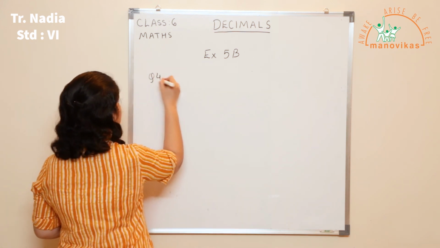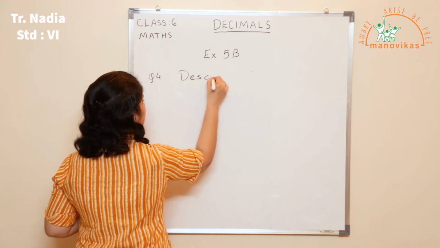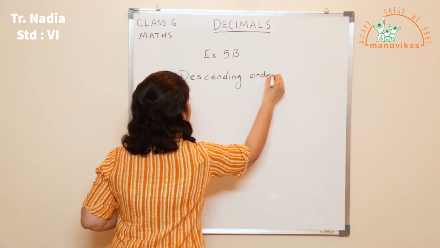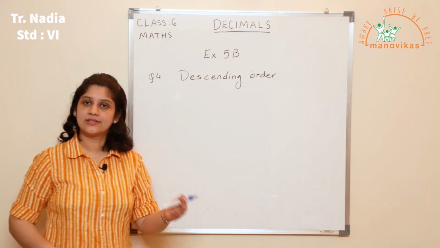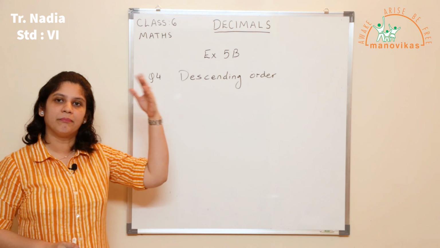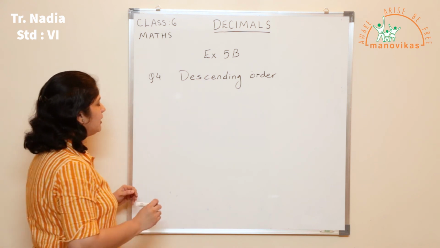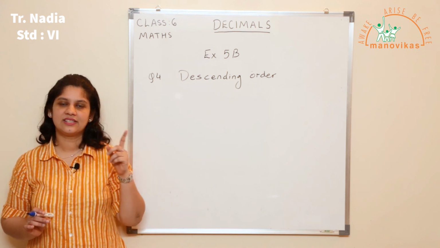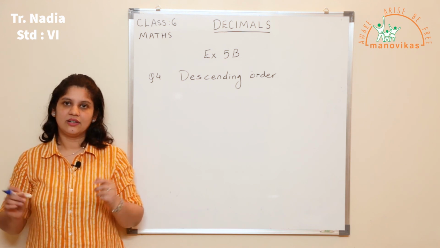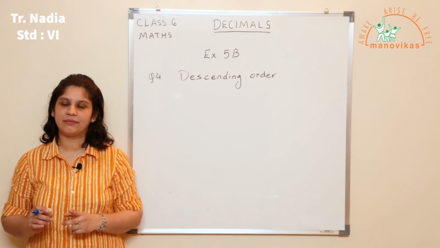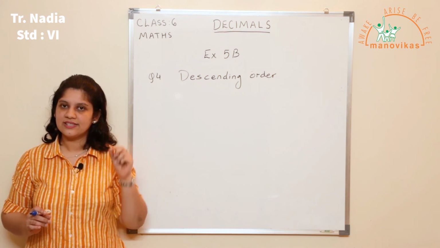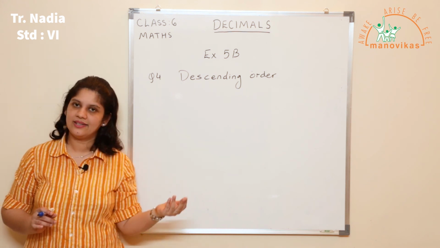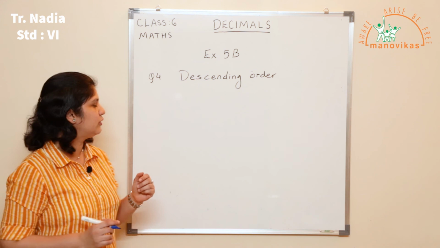Okay, now question 4 is similar, but this time it is descending order. I hope you all remember what is descending order. It's the opposite of ascending. Descending is from big to small. Okay, now children, remember the word ascending begins with the first alphabet, that is A. So A is the first alphabet, so remember ascending is small to big and descending is the opposite, that is big to small.